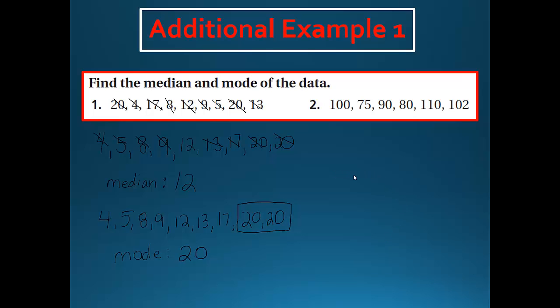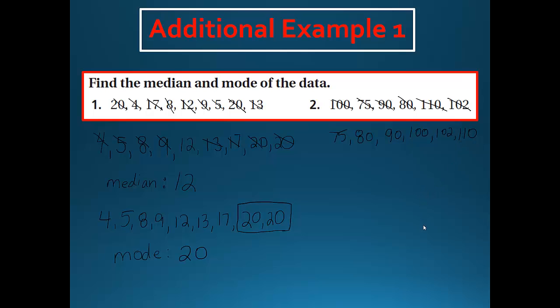For number 2, we have 100, 75, 90, 80, 110, and 102. So the first thing I need to do is put these in order from least to greatest. So I'll start with 75, and then I'm going to have 80, and then I'll have 90. Next is 100, and then 102, and my last number would be 110.